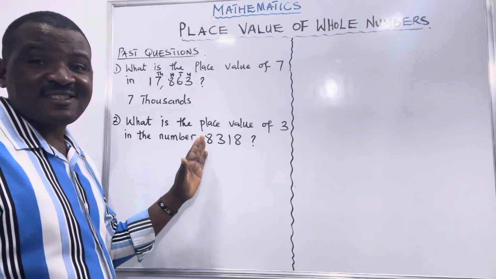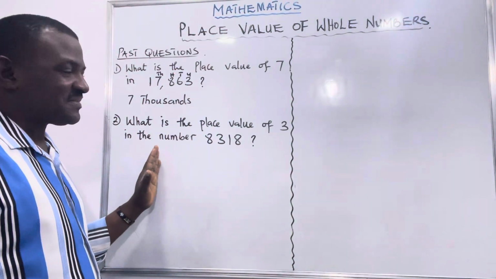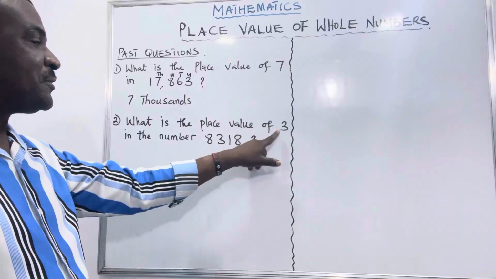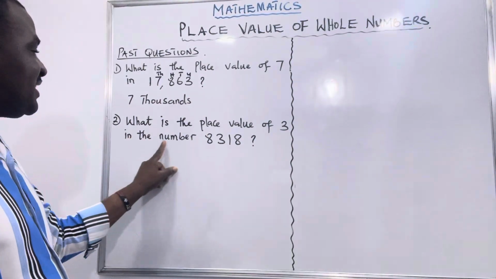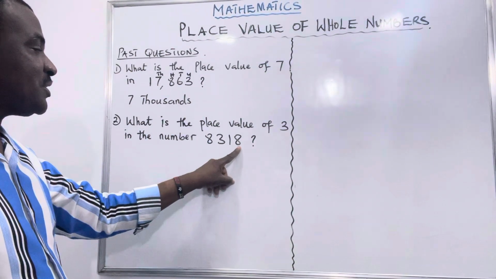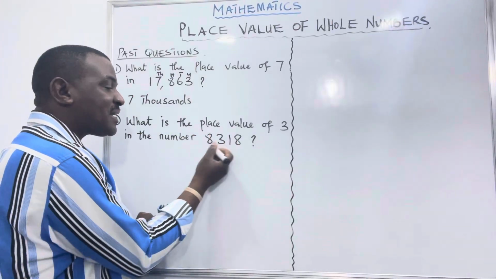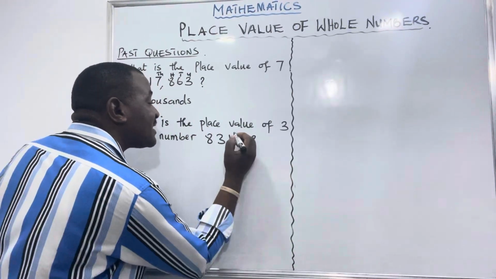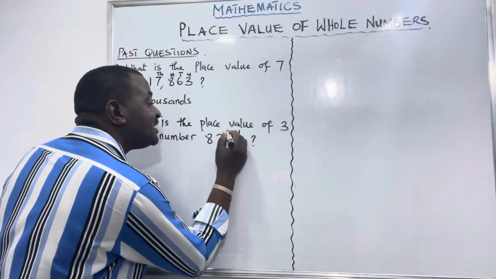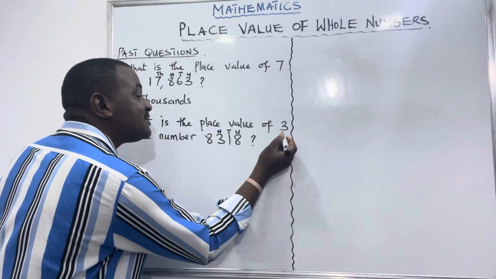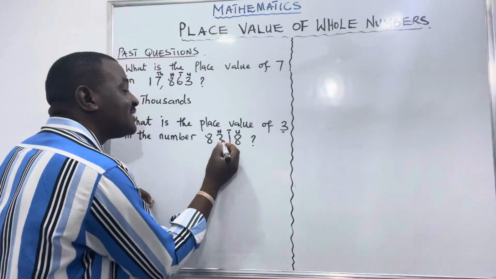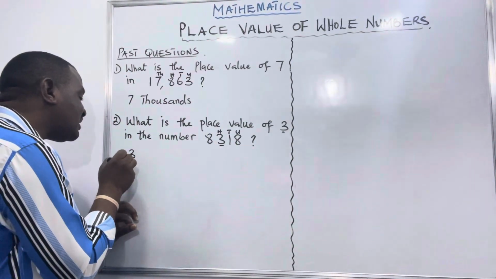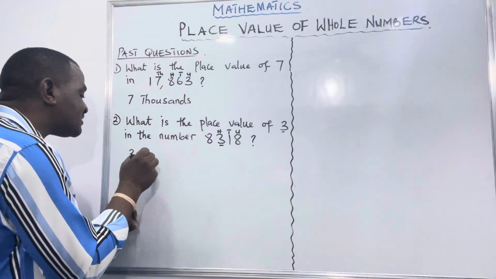Let's see another past question. Very simple. What is the place value of 3 in the number 8318? Whether you put comma or not, just do it good there. Your pencil, starting from the right hand side, say unit, tens, 100. You're asking for 3, and this is 3, right? So this is what? 300. So answer is what? 300s.